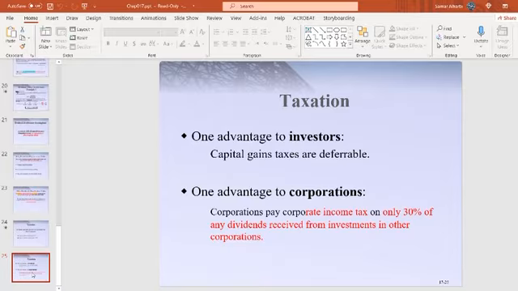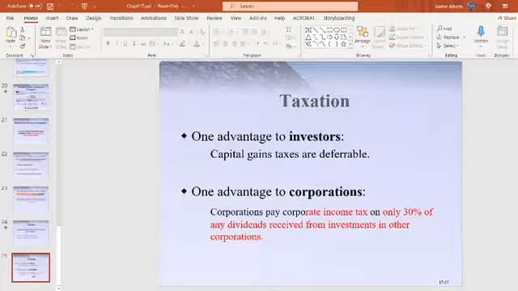Now, on the last slide, we will talk about taxation and how it affects us as investors and how it affects corporations. One advantage to investors is that capital gains taxes are deferrable. Which means in some countries, if you make a profit because you sold the stock at a higher price, you are going to pay tax, but you can defer this tax to the future. There are some rules, and we are not going through them, but there is an option to defer the tax to different years. So this is one of the advantages for individual investors like me and you.